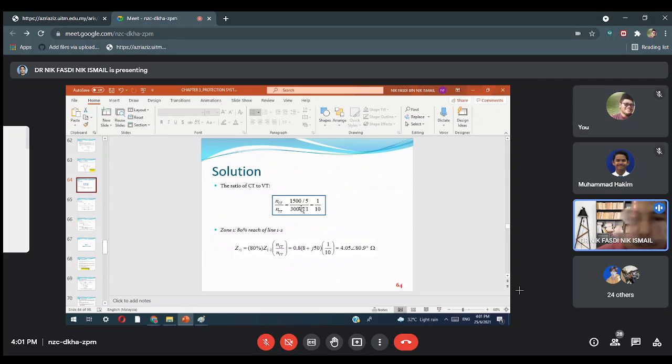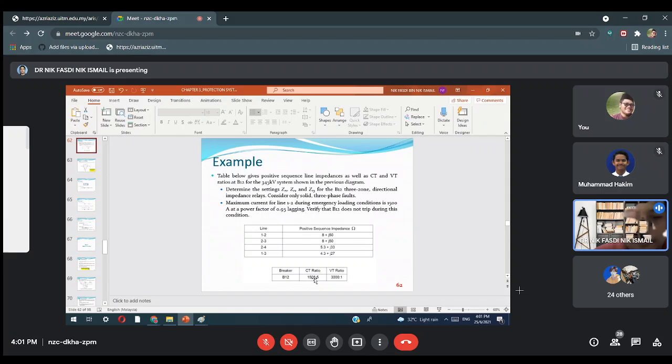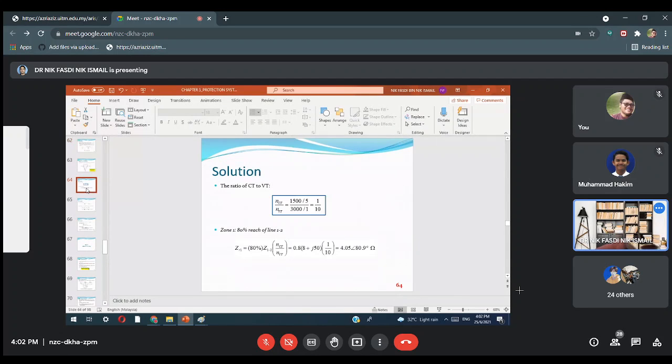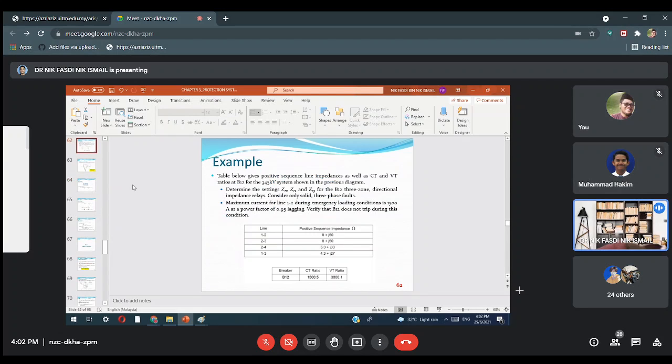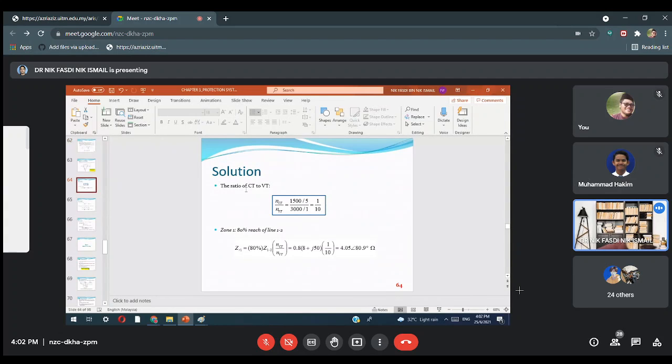You can determine NCT over NVT by this calculation from the question. The question gives the ratios, 1500 over 5 and 3000 over 5. To get the CT over VT ratio, you divide the CT ratio by the VT ratio, which gives 1 over 10. So 0.1 with 80% reach, Z12 from the question, and the CT over VT ratio of 1 over 10, you get ZR1 as 4.05.